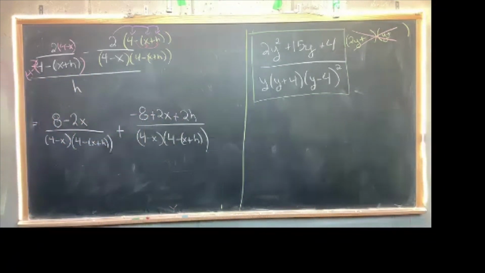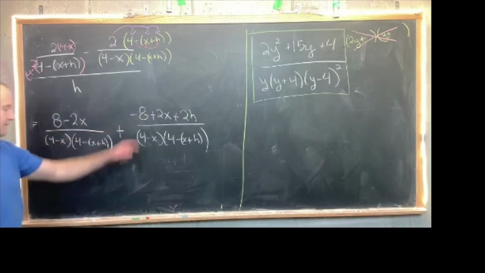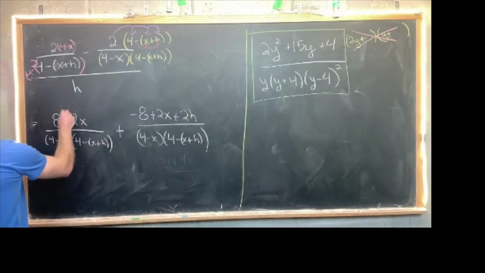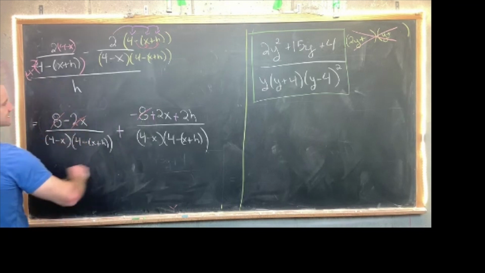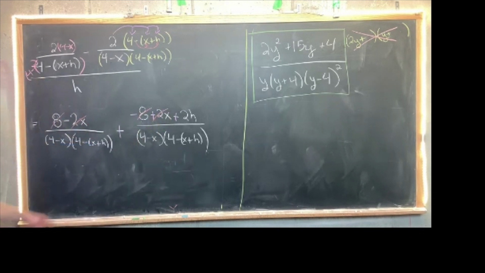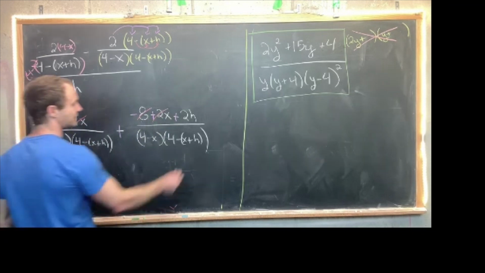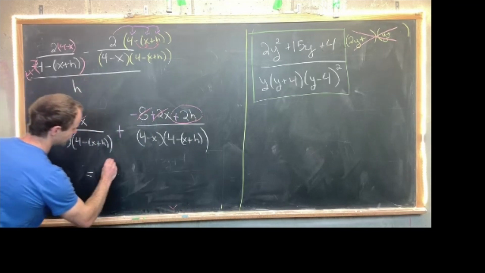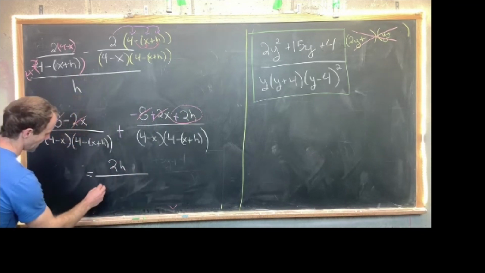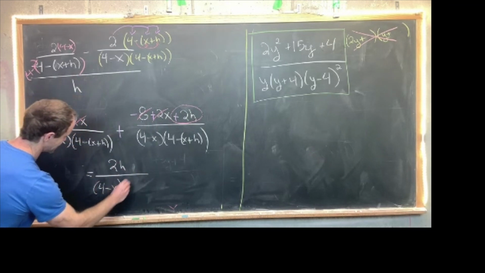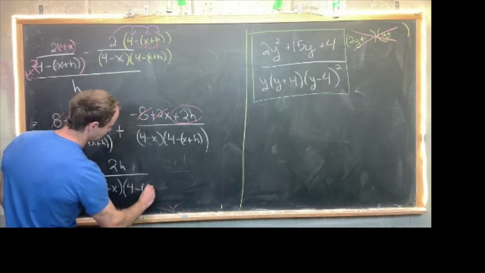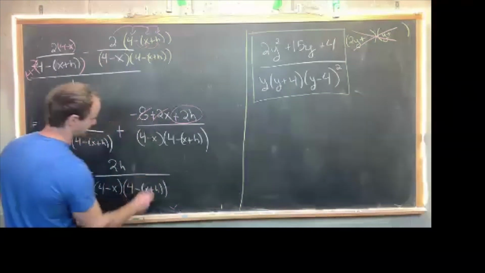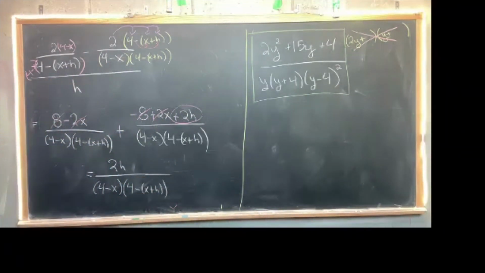So let's see what that gives us. That gives us 8 minus 8, so that's going to cancel. We get 2x minus 2x. Well, actually, it's negative 2x plus 2x. And then we're left with this 2h. So let's see what we have there. So this is going to be equal to 2h over 4 minus x over 4 minus the quantity x plus h, like that. And then I would say this is a good place to leave this one.